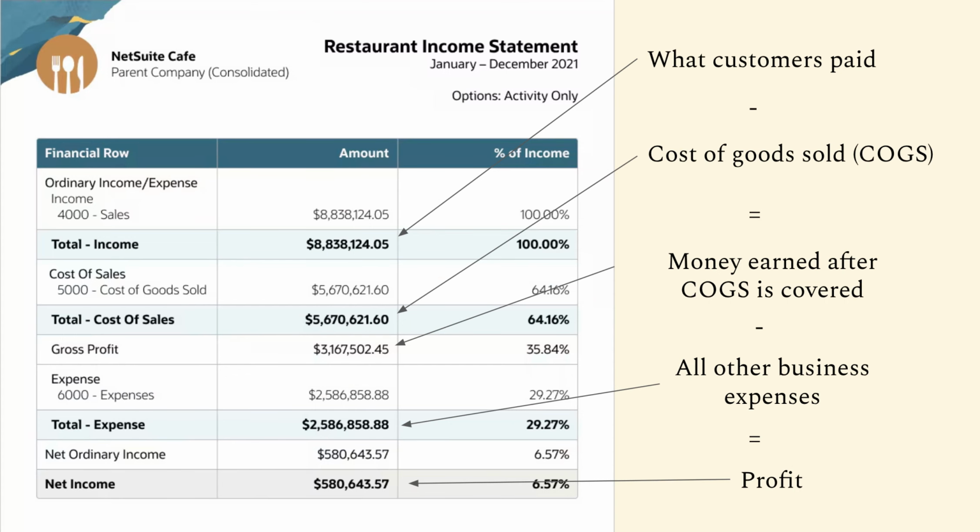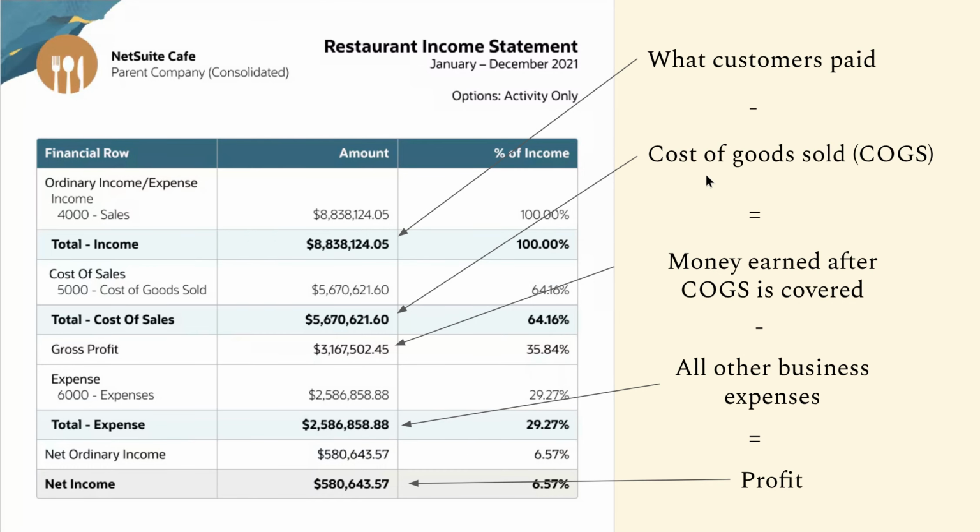So this is what an income statement looks like. This looks like a fairly successful restaurant. This is a yearly statement, from January to December, which spans the whole year. And this is the total amount of money that the customers paid to the restaurant in that entire year. So pretty good on sales.